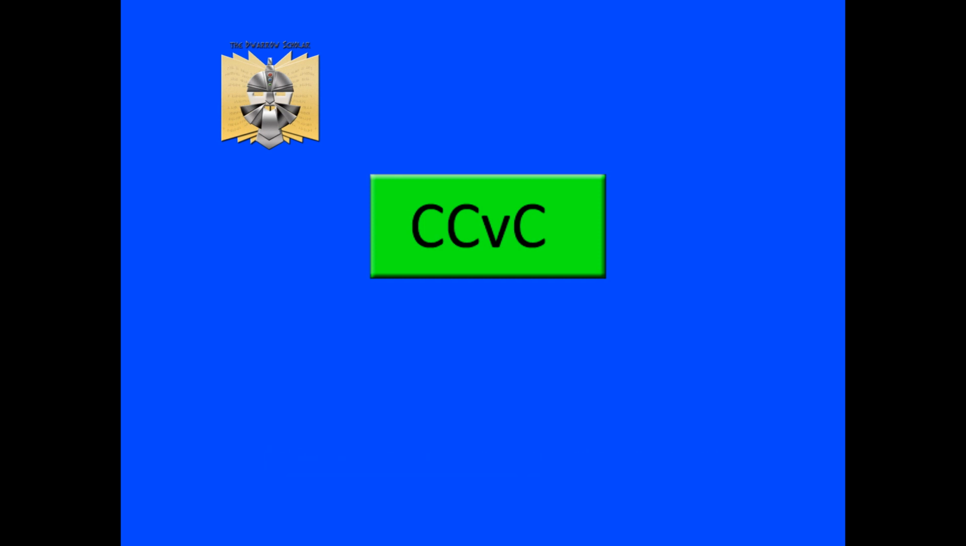Now, back to how we form the imperfect. So, we know that our base will either have an A or an I vowel, and that the structure will always be consonant, consonant, vowel, either A or I, and consonant. So what about the conjugations for each person? Let's have a look and let's take the verb to write as an example.